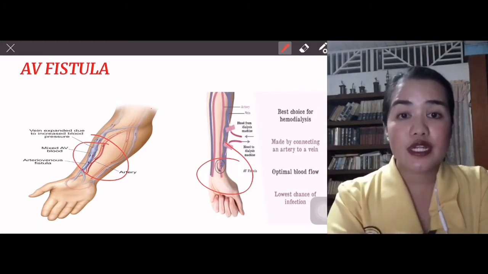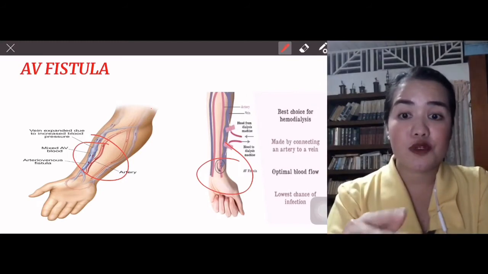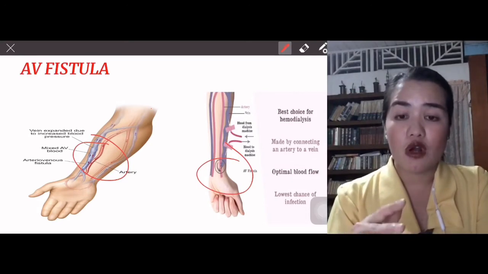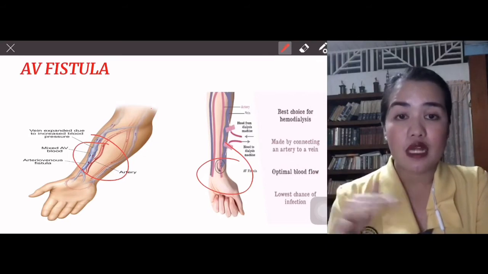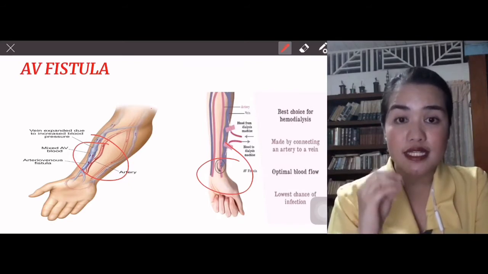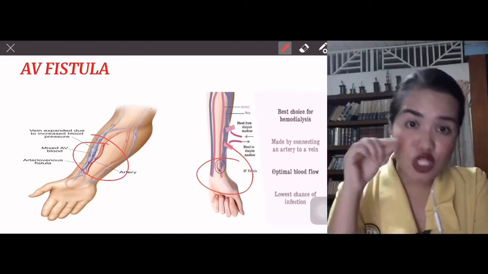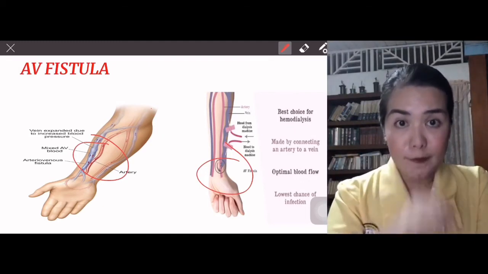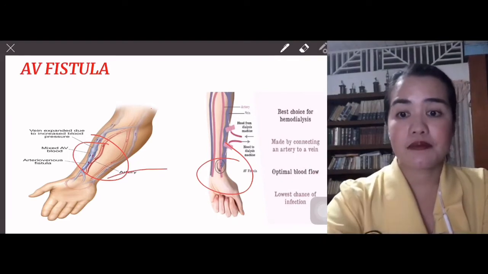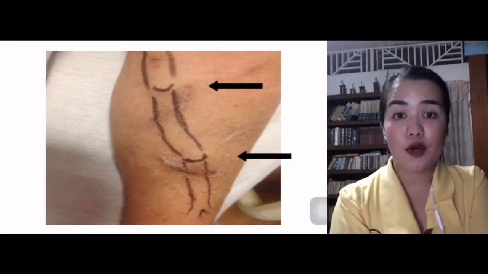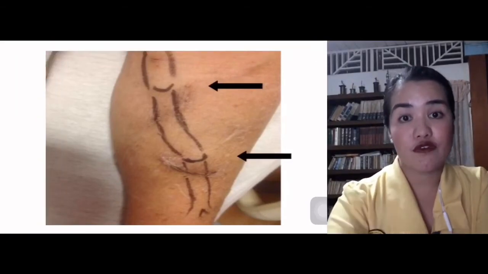Once the AV fistula surgery is completed, we normally need to wait several weeks or months for it to heal and mature. Once it is healed and mature, that's the time it is ready for cannulation and for hemodialysis. So this is an example of a healed or matured AV fistula.